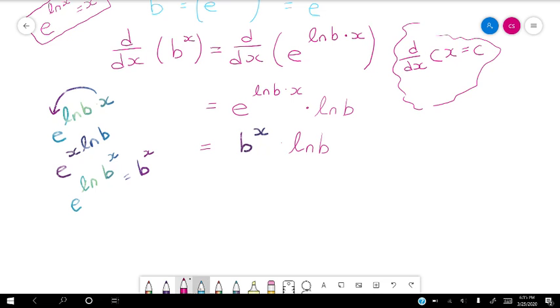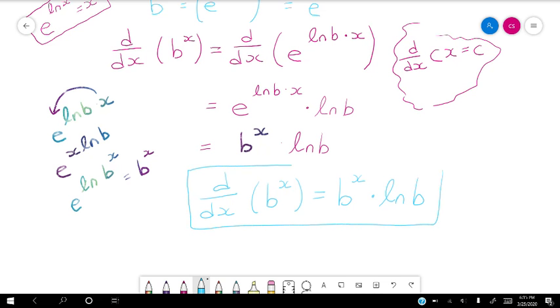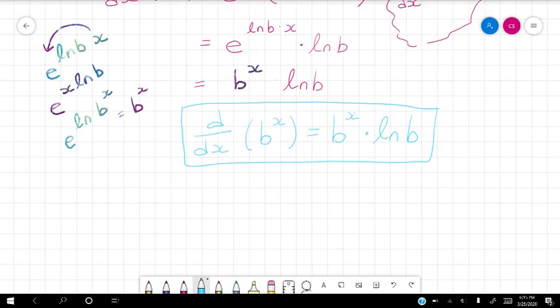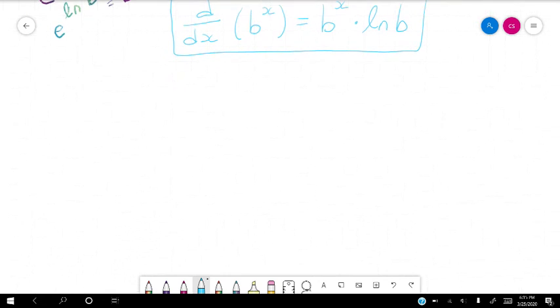And that's our theorem. Let's write it and box it. So the derivative, this is one to memorize, of b to the x is equal to b to the x times the natural logarithm of b. All right, so we are memorizing that. Let's see it in action.